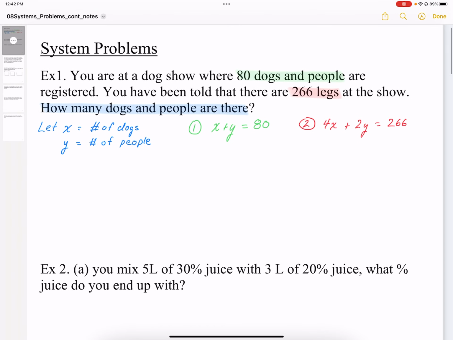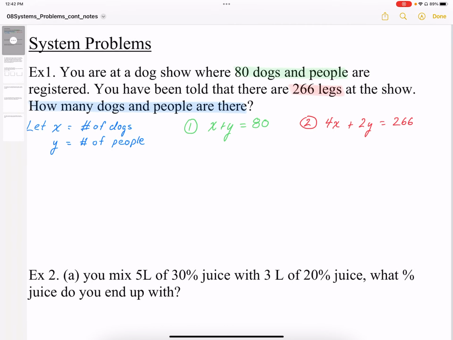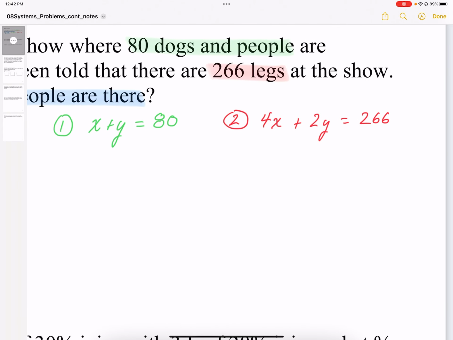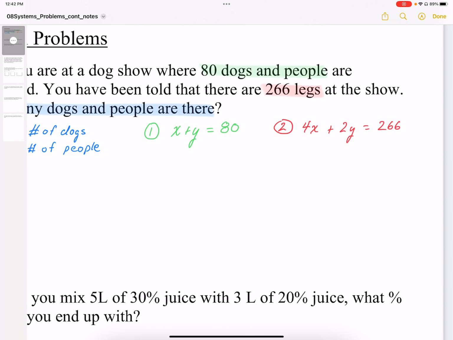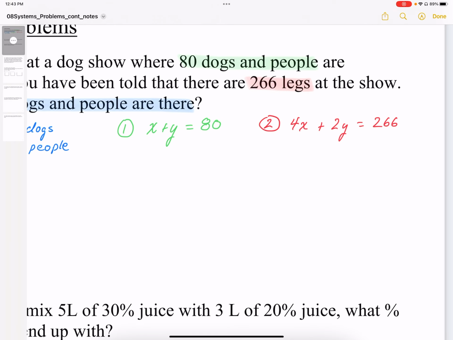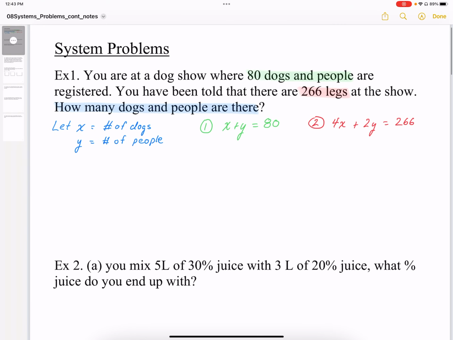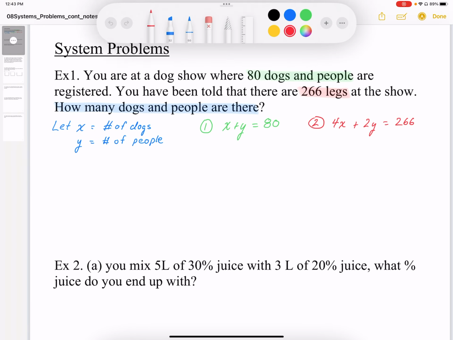The second relationship we're going to use is the 266 legs. Each dog has 4 legs, so we're going to do 4 times the number of dogs, x, for the number of legs from the dogs. And since people have 2 legs, we're going to do 2 times y, and that's going to give us the 266 legs. Once we set up our variables and our equations, we can now just solve this.